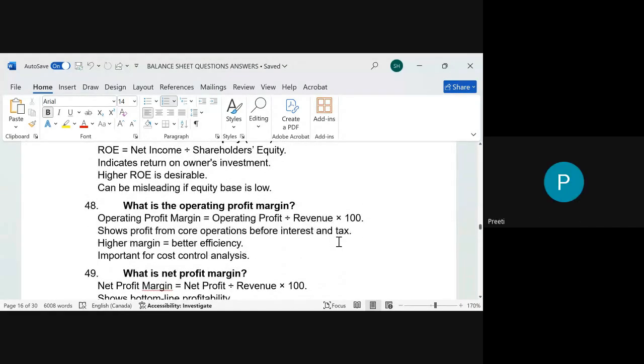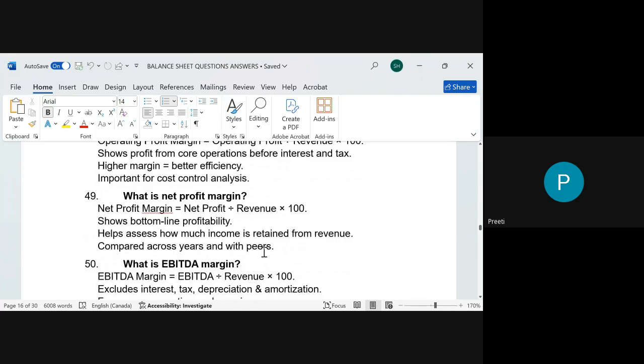Okay, continue. What is operating profit margin? Operating profit margin is equal to operating profit divided by revenue into 100. Shows profit from core operations before interest and tax. Higher margin is equal to better efficiency, important for cost control analysis. Good. What is net profit margin? Net profit margin is equal to net profit divided by revenue into 100. Shows bottom line profitability. Helps assess how much income is retained from revenue, compared across years and with peers.